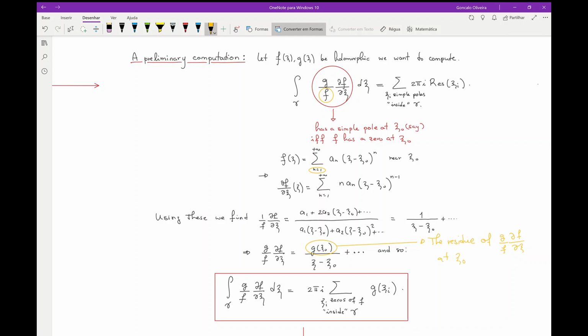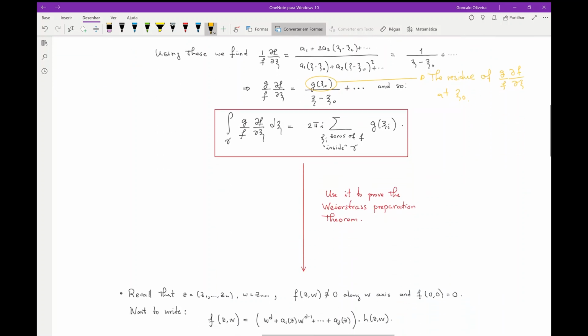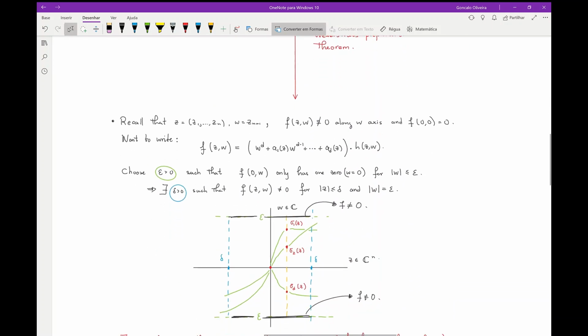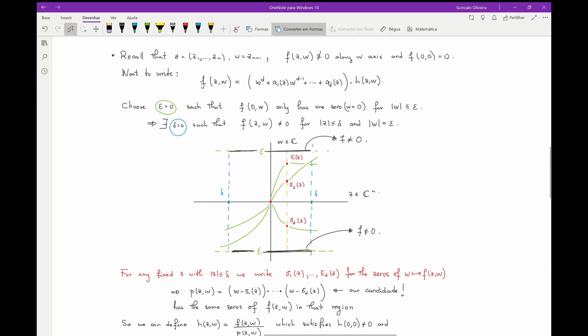Okay, so that is an important point, and therefore you can write this integral using the residue theorem as stated here. Using that information, you can take the sum over the zeros of f inside gamma, and you evaluate g at those zeros because that's the residue. Okay, so that's the important computation that we will use. And now we are going to see how to prove the Weierstrass preparation theorem. Okay.